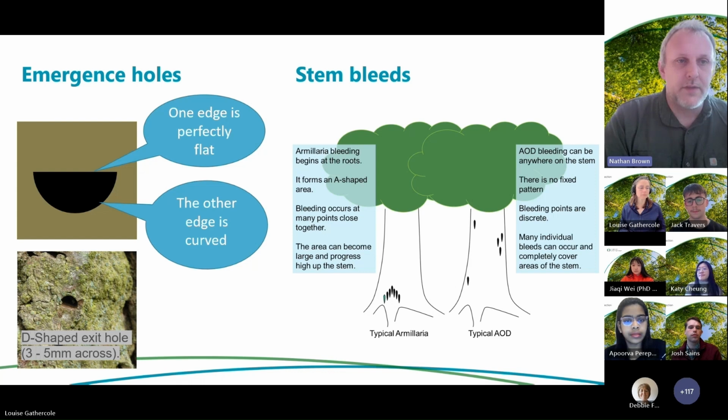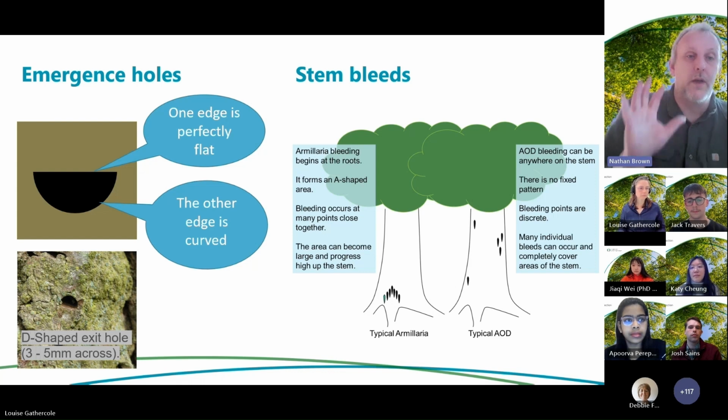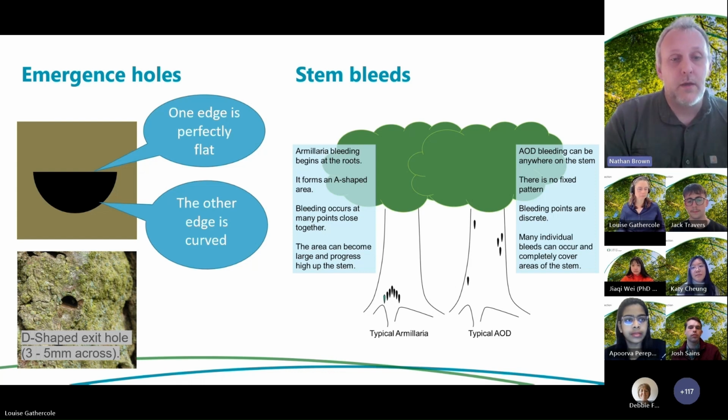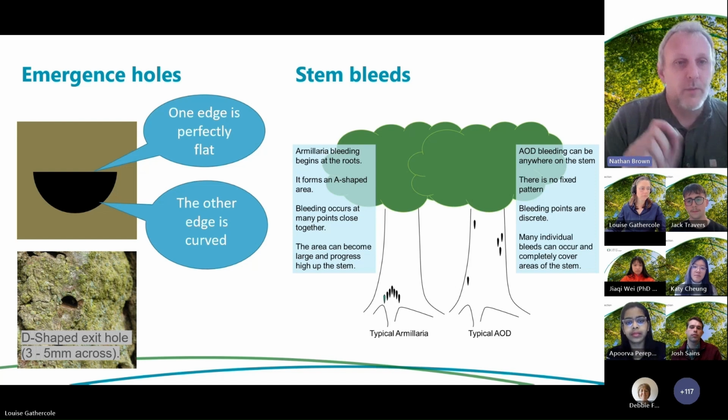So Armillaria, we have to think of it as a single organism growing up from the roots, and it affects a single area of the trunk in quite severe scale. Whereas with AOD, we might have individual stem bleeds occurring in a random pattern, here we have a specific area, and almost every crack between the bark plates will have some sign of black liquid.